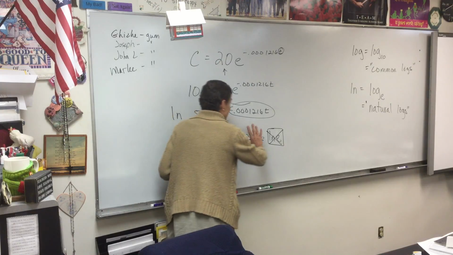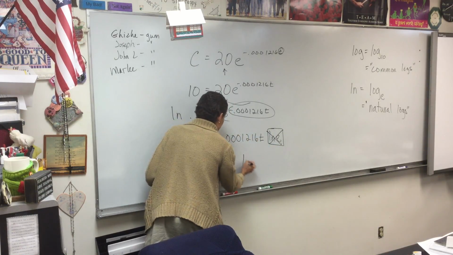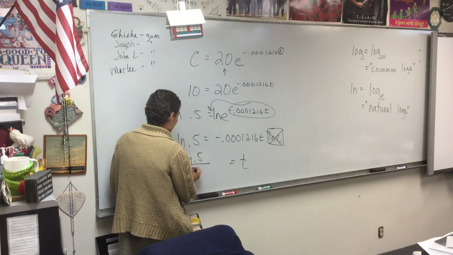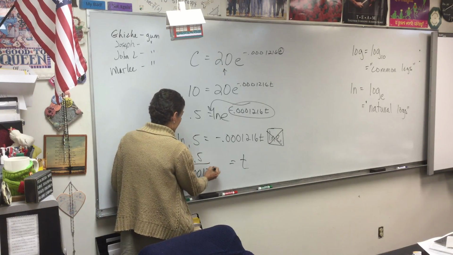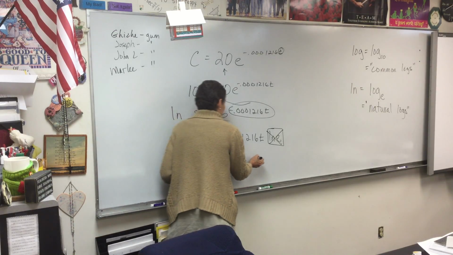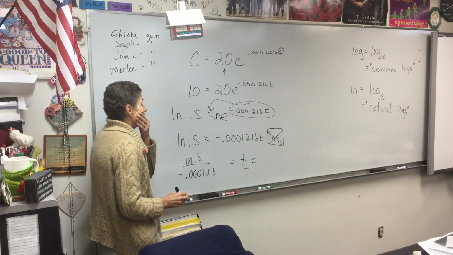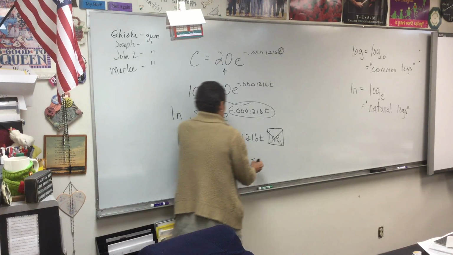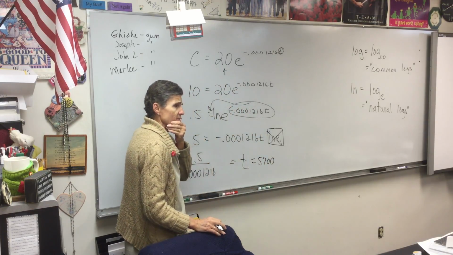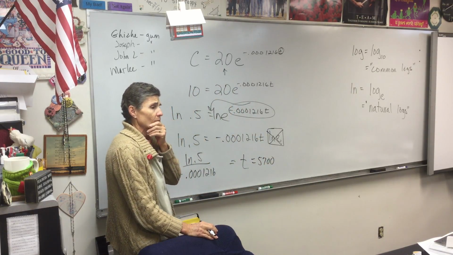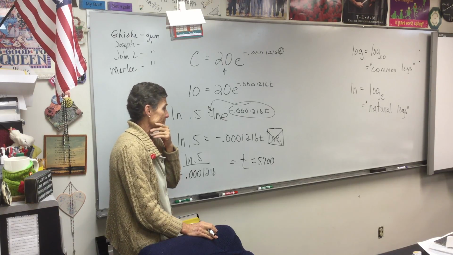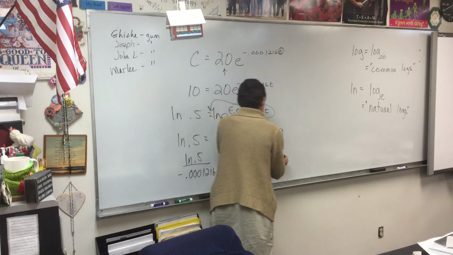So what you really have, that's gone, so what you really have is t equals the natural log of 0.5 divided by this big decimal. And if memory serves me right, I'm thinking it was 5,700 or 5,400 or something like that. Tell me if I'm remembering right. 5,700, and that's years. So 5,700 years.